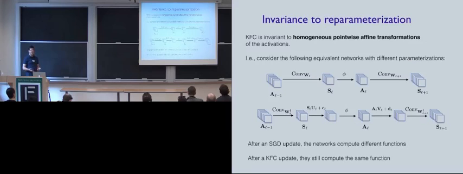Okay. So I won't go through the mathematical details of this, but the important thing is that after an SGD update, even though the original networks computed the same functions, after the update, they compute different functions. And so SGD is not invariant, but the KFAC algorithm that I just described to you is invariant in the sense that after the update, both networks will still compute the same functions. And so the training procedure is invariant to this reparameterization.